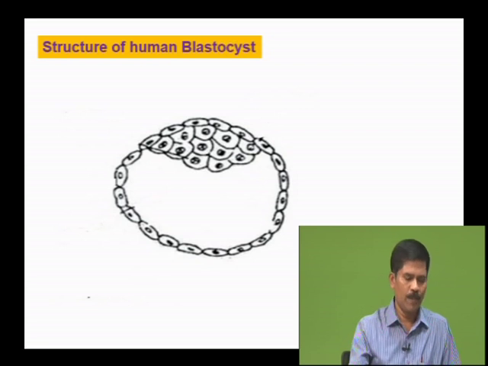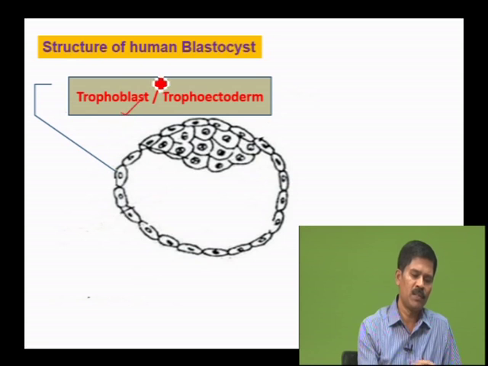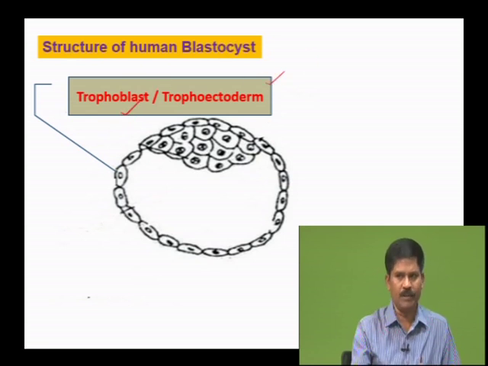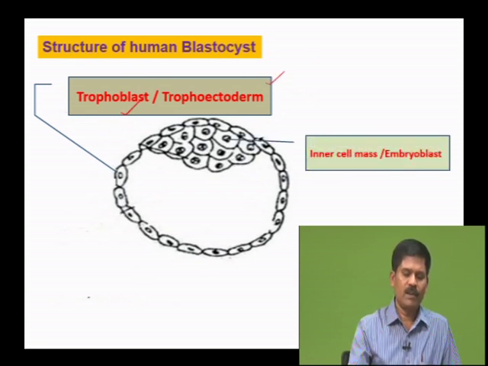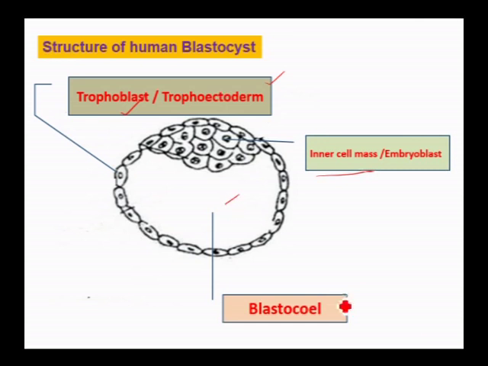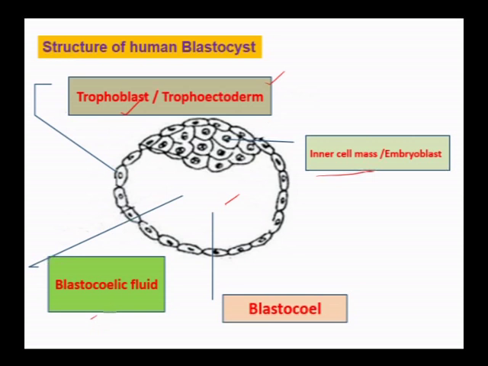It's spherical in shape, covered over by an outermost layer of cells. We call it trophoblast, or trophoectoderm. It encloses an inner cell mass. We call this the embryoblast. So the cavity present in the blastocyst is called blastocoele. It's filled with blastocoelic fluid secreted by surrounding blastomeres.